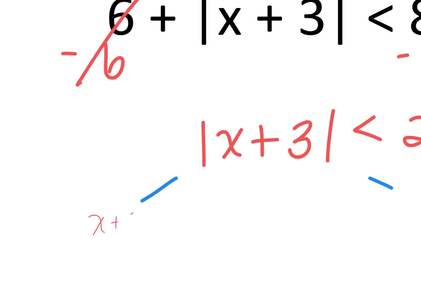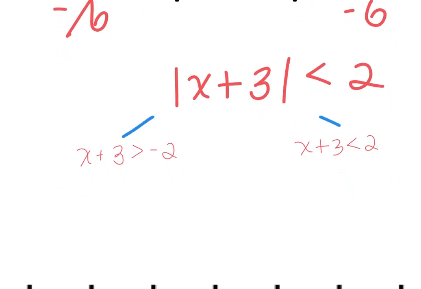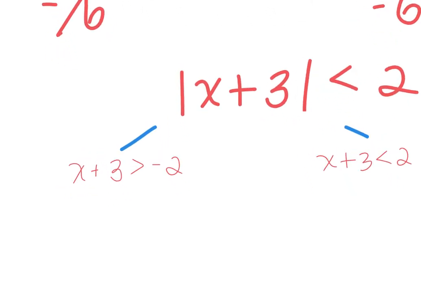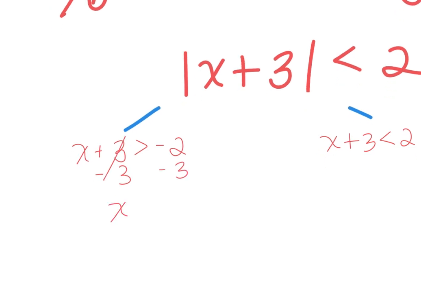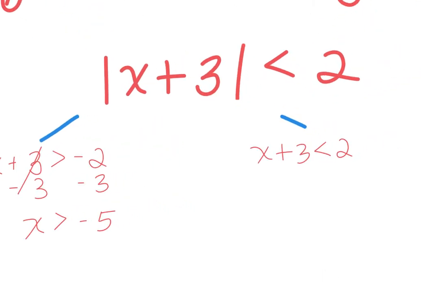So I would do the x plus 3 is greater than negative 2 because I have to flip the sign. And x plus 3 is less than the 2. So minus 3, minus 3. I get x is going to be greater than negative 5. Then when I minus 3 from the positive case over here, I get that x is going to be less than negative 1.